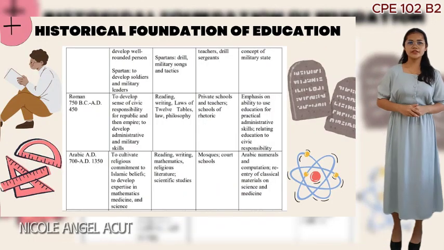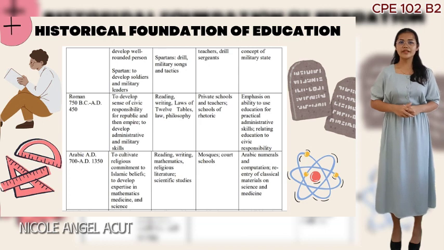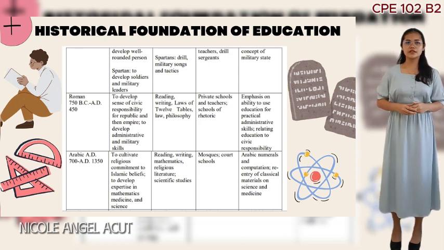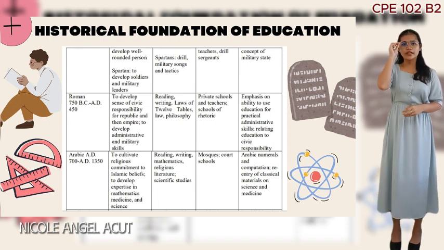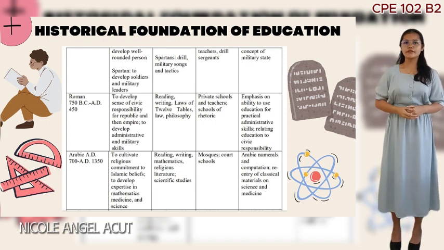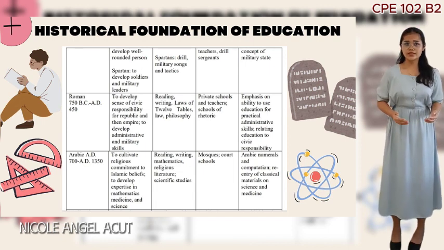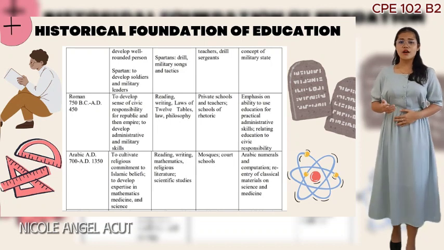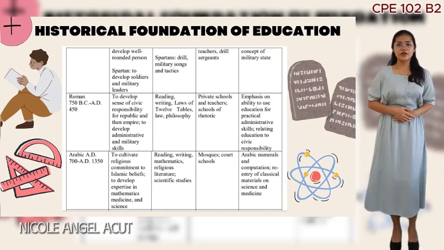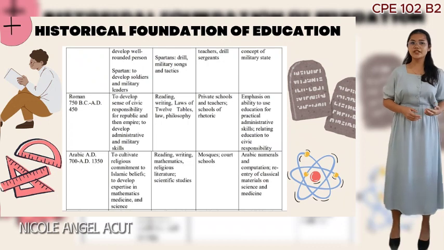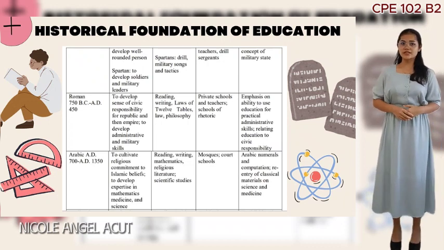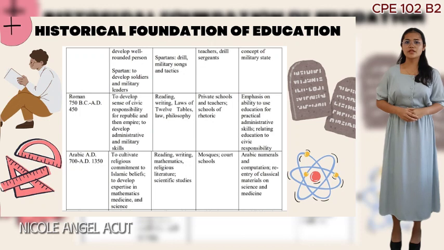For the Roman period, 750 BC up to AD 450: to develop a sense of civic responsibility for the republic and then the empire, and to develop administrative and military skills. Curriculum: reading, writing, the Law of the Twelve Tables, law, philosophy. Agents: private schools and teachers, schools of rhetoric. Influence: emphasis on the ability to use education for practical administrative skills, relating education to civic responsibility.